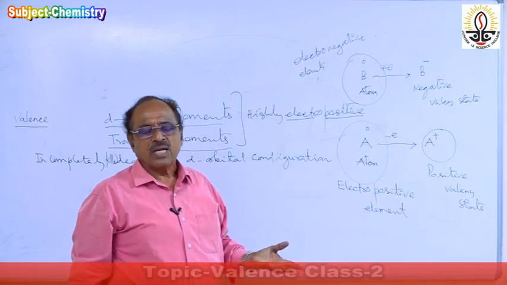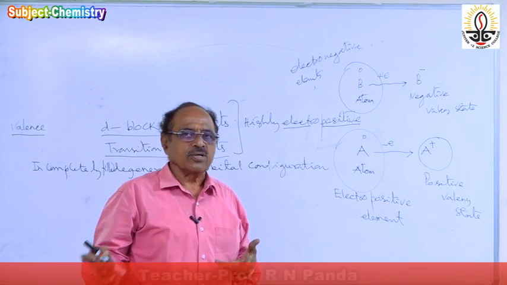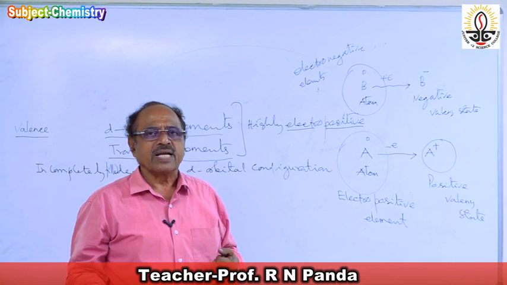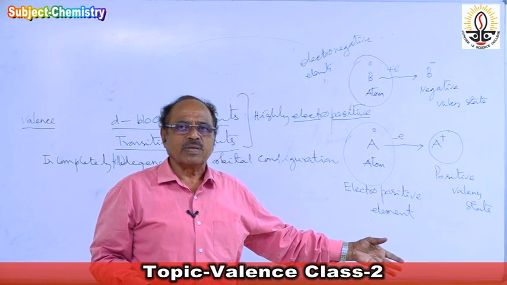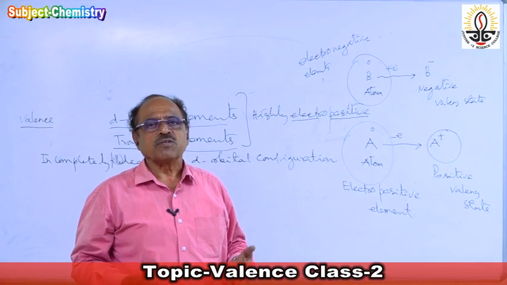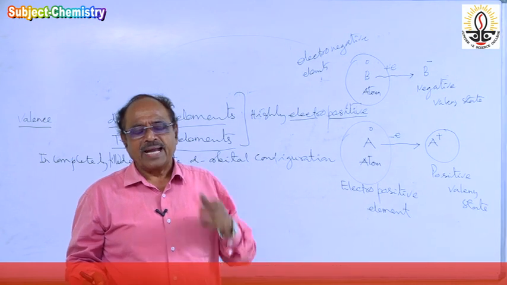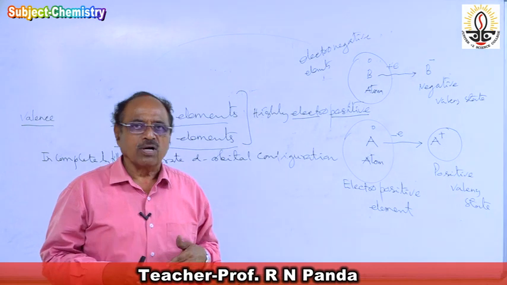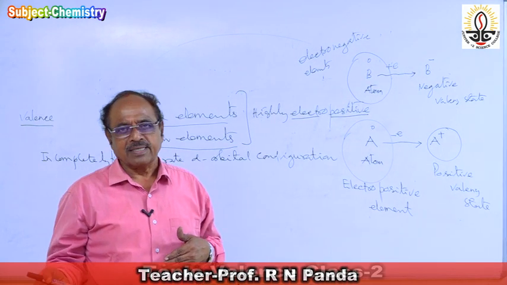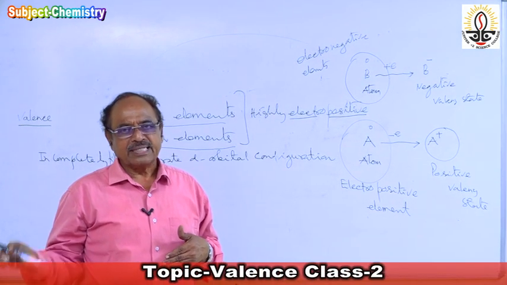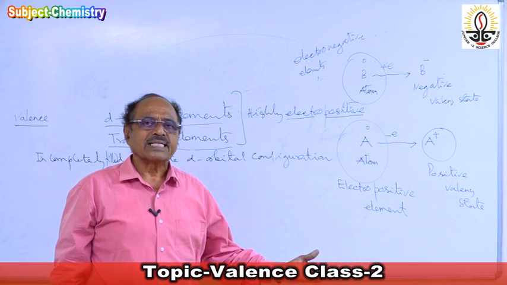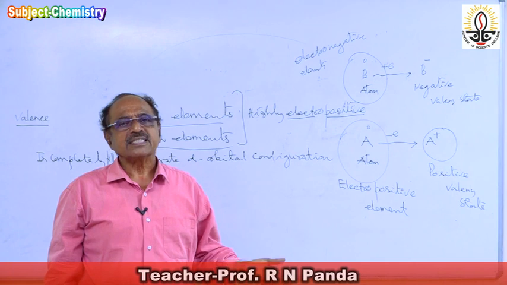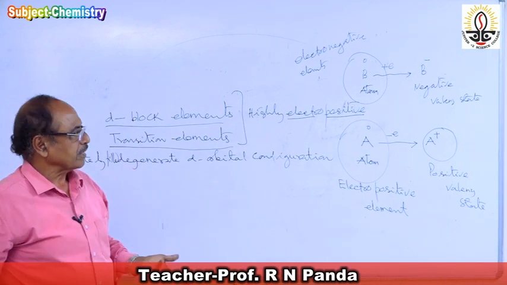Those atoms of the elements give electron, take part in chemical combination, form positive ion, are called as electropositive elements, exhibit positive valence state. And all those elements, atom of the elements, they take electron, form negative ion, electronegative ion. They are called electronegative elements. They exhibit electronegative valence state.